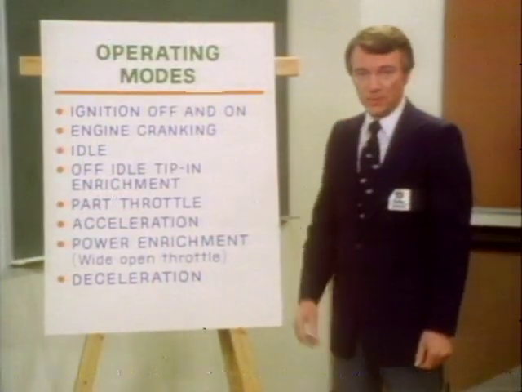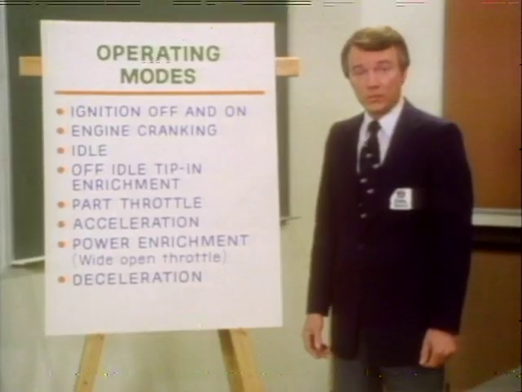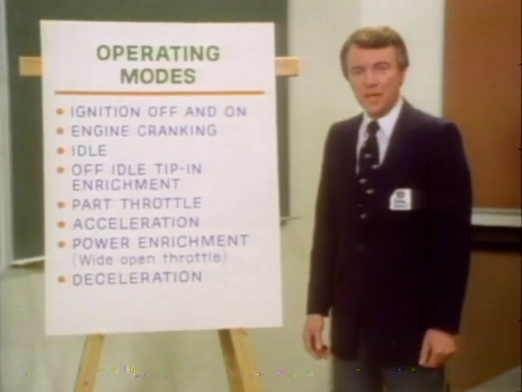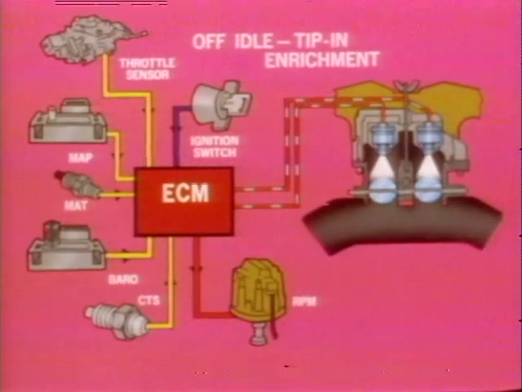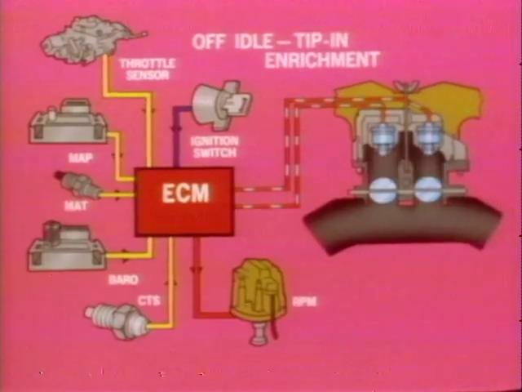Off-idle tip-in enrichment. Whenever the throttle is opened from idle, a sudden increase in manifold pressure takes place. This sudden increase causes fuel droplets to condense on the manifold walls instead of vaporizing with the incoming air. This results in a lean air-fuel mixture entering into combustion, which can cause the engine to stumble. To smooth this transition from idle to part throttle operation, additional fuel is provided in the form of a tip-in enrichment. As the throttle is opened, the injectors begin pulsing simultaneously to provide additional fuel.